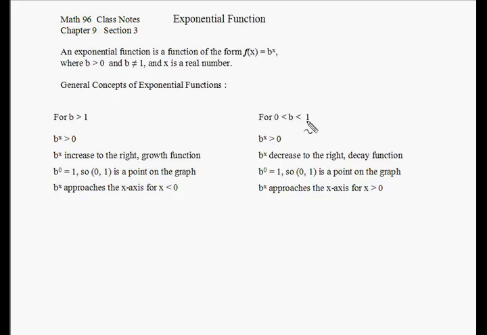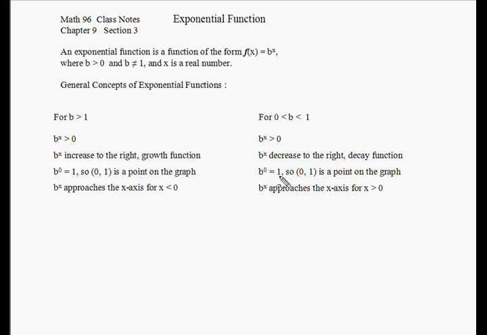But if your b is somewhere between 0 and 1, some kind of a fraction less than 1, then b raised to a power will still be greater than 0. Your graph will still be above the x-axis. But your b to the x is a decreasing function. As you go to the right, it will go down.